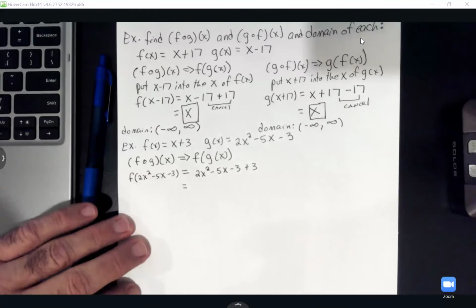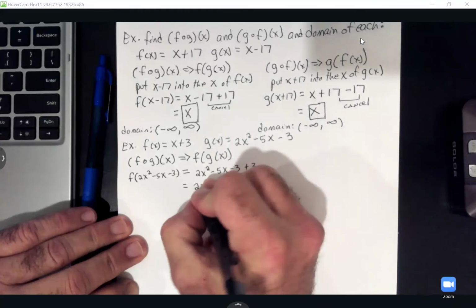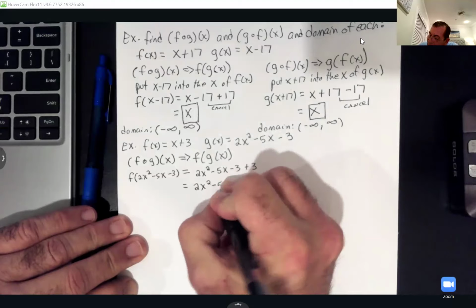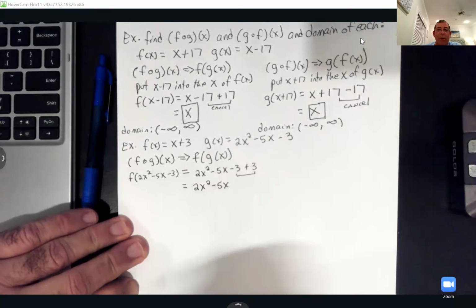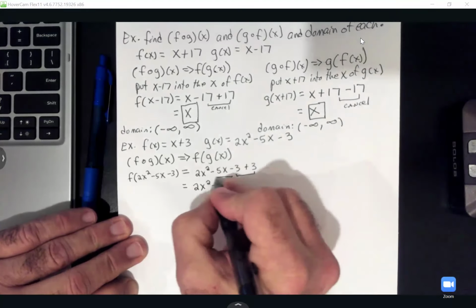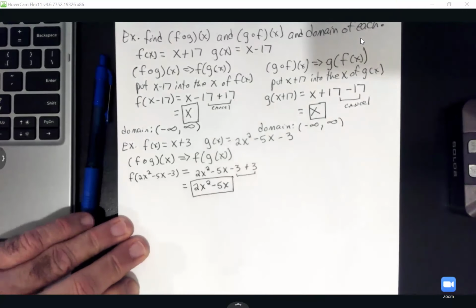Let's see. 2x squared minus 5x. Once again, them numbers sort of canceled out on us, and that's our final answer. Okay.